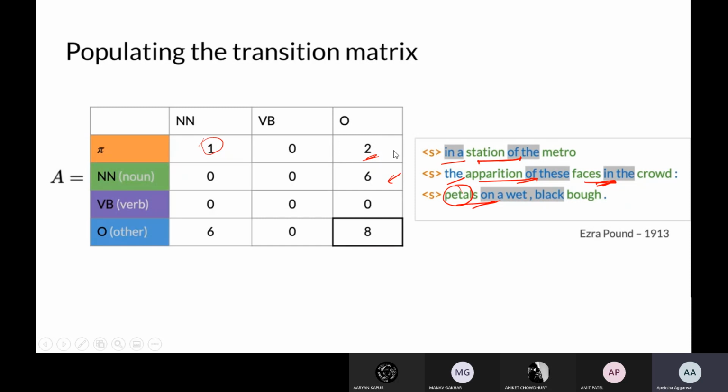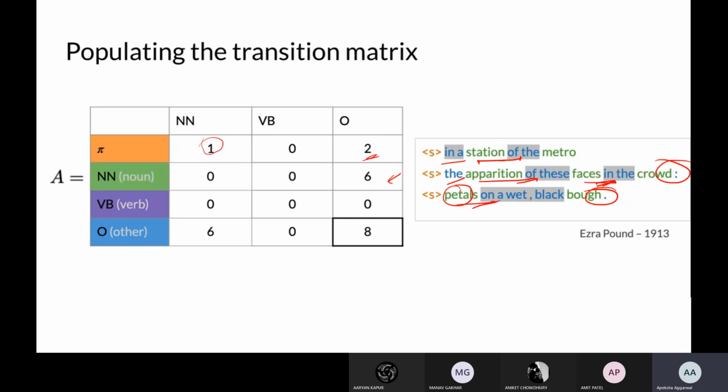Aur isme ye dekhna ye 6 kaise aaya yahan pe. After the noun, यहाँ पे ये ब्लू वाले तो दिख रहे हैं, 1 2 3 4 5 6, ये तो काउंट 6 सही है. नाउन के बाद अदर में यहाँ पे 6 कैसे आया ये देखना. ग्रीन के बाद ब्लू में होना चाहिए 6, है ना, तो ये गड़बड़ है. अच्छा एक ये भी है, एक ये वाला है और एक ये वाला है, तो 6 हो गए. ओके तो ये है ठीक ट्रांजिशन. ओके मैम.